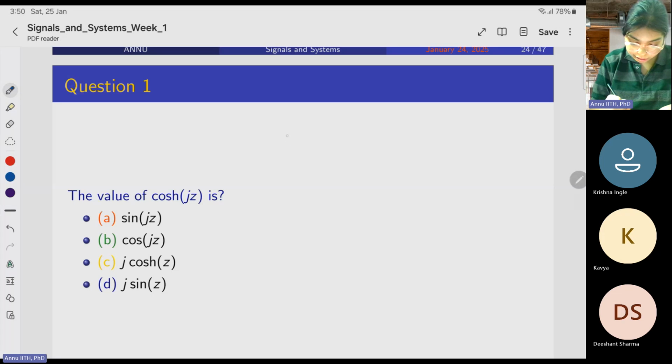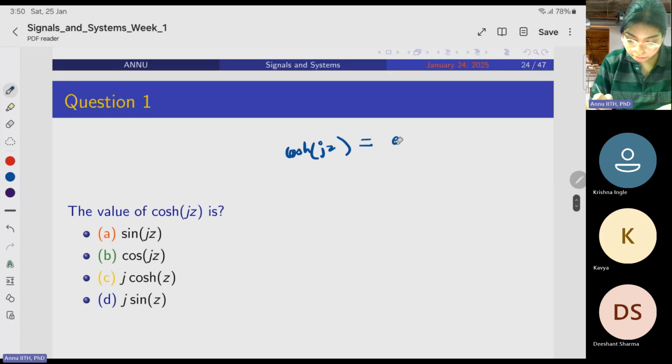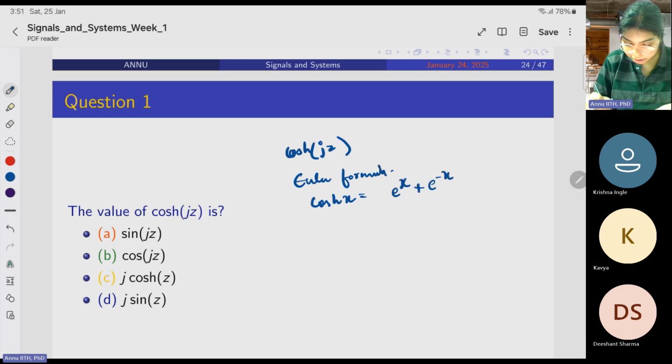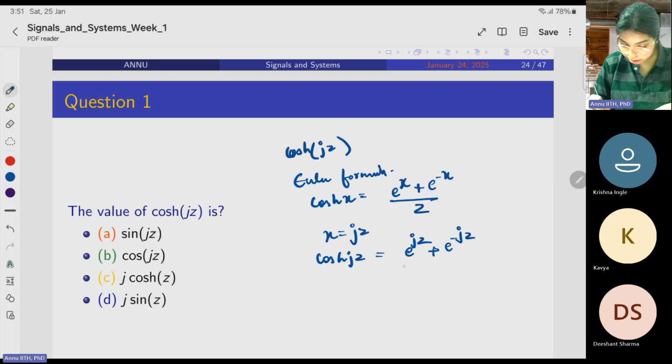So if we want to represent cos hjz, how is it represented in terms of the Euler form? If we say Euler formula, what is that? cos hx is nothing but e power x plus e power minus x divided by 2. Agree? And now x is jz. So cos hjz is nothing but e power jz plus e power minus jz divided by 2.